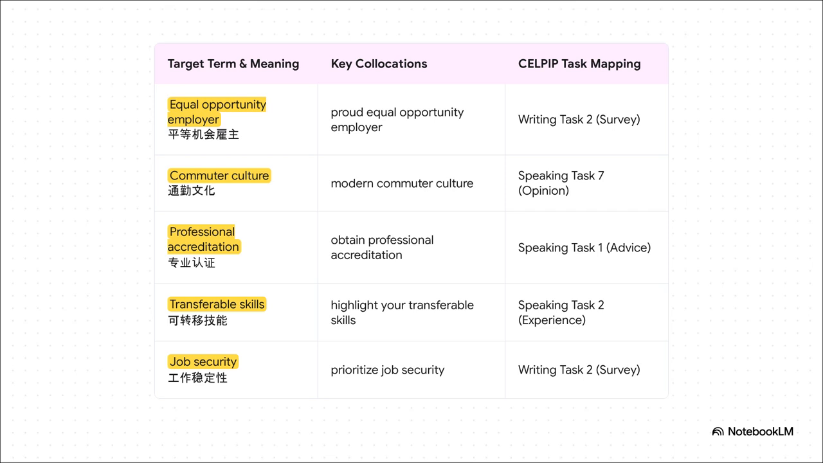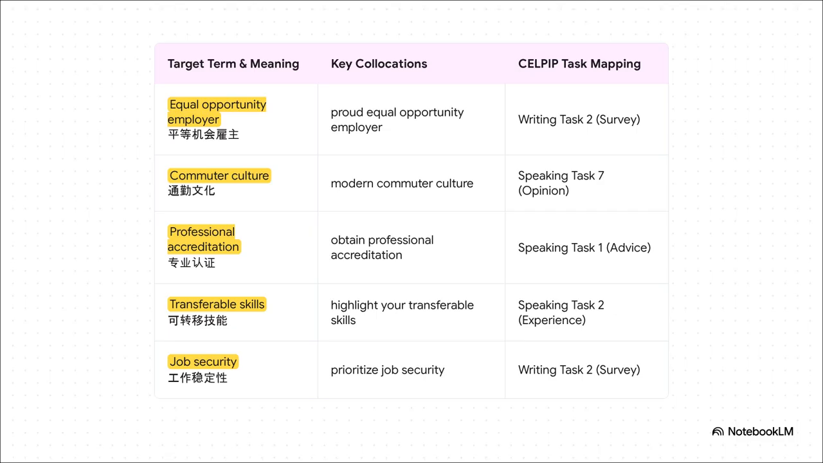Then, professional accreditation. Professional accreditation. 专业认证. Tell a skilled immigrant in Task 1 exactly how they should obtain their professional accreditation. Moving on, transferable skills. Transferable skills. 可专业技能. In Task 2, explain how Canadian interviewers absolutely love it when you highlight your transferable skills.